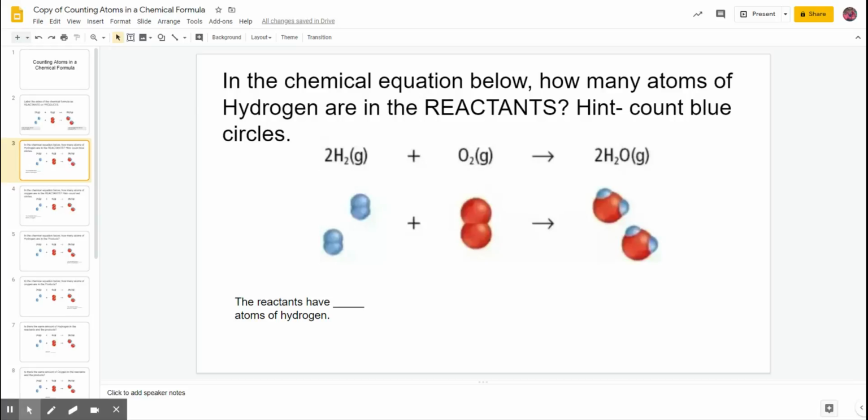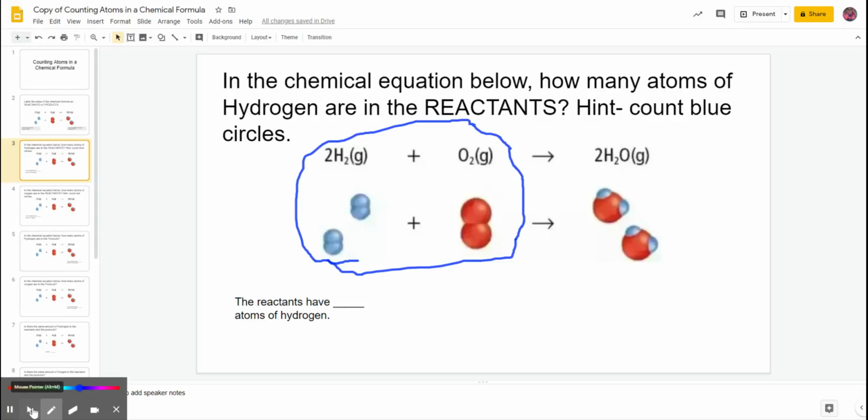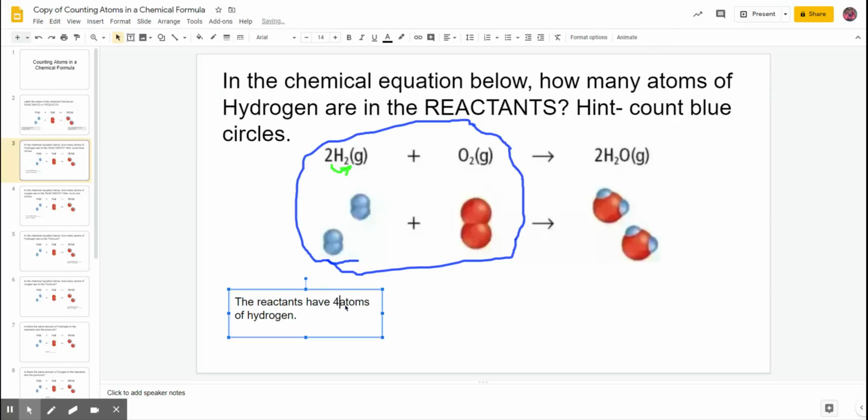In the reactants, I'm only counting this left-hand side over here. Sorry, it's hard to draw with a mouse. We're only counting that side. How many atoms of hydrogen are there? Well, I've got a coefficient of 2 in front of H, and a subscript of 2. So I'll multiply 2 by 2, which gives me my total number of hydrogens. 2 times 2 equals 4.